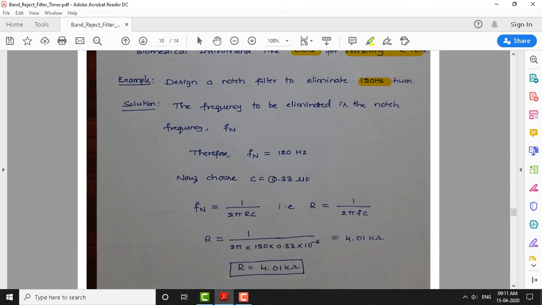We can choose a capacitor value of 0.33 microfarad. That's an assumption. The capacitor can be any value less than 1 microfarad, but for the sake of simplicity, we prefer 0.33 microfarad. We substitute this capacitor value in the notch frequency formula Fn equals 1 by 2 pi RC. Since we know the capacitor value and the notch frequency, the resistance value can be calculated. If we substitute all these values, the resistance value is found to be 4.01 kilo ohm.